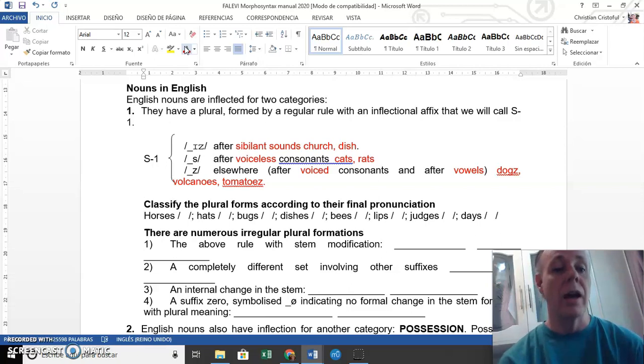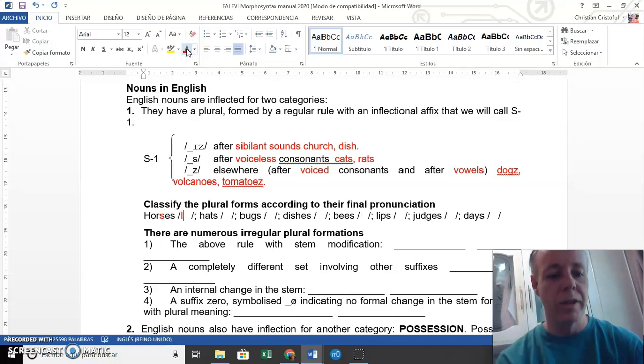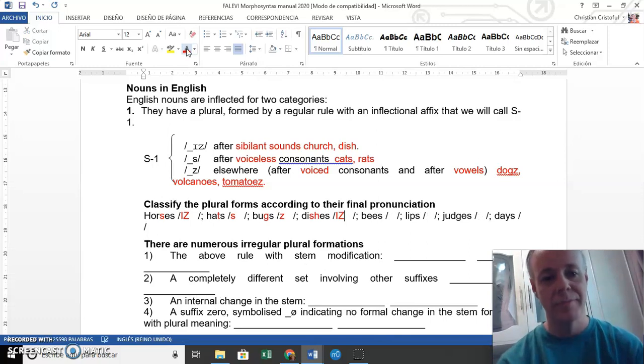And here you have an exercise. Did you do the exercise? Okay, anyway, let's do it. Horse. This one is a sibilant sound. So the plural form will be horses. Hat is a voiceless sound. The plural form will be hats. Bug. The last sound is a voiced sound. The plural form will be bugs. Dish. The last sound is a sibilant sound. The plural is dishes.